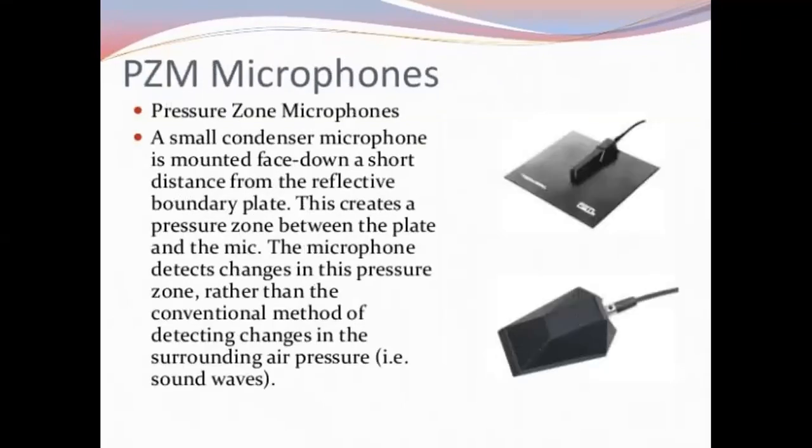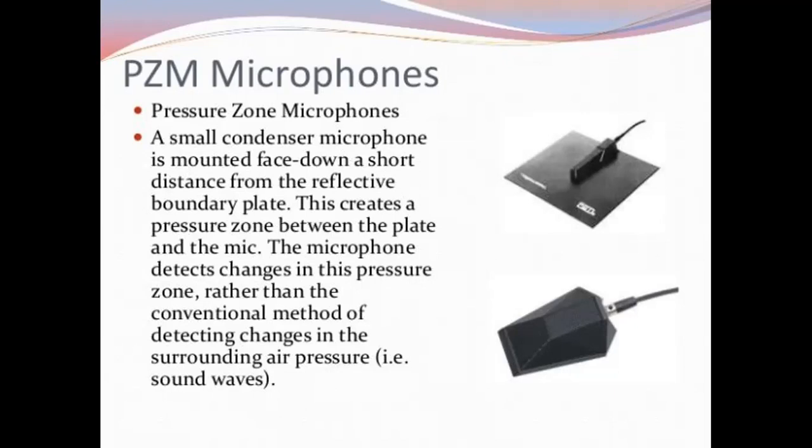Next is the PZM microphone. PZM microphone, basically a pressure zone microphone. A boundary microphone is one or more small omnidirectional or cardioid condenser mic capsules positioned near or flush with a boundary such as a floor, table, or wall. The capsules are typically mounted in a flat plate or housing.